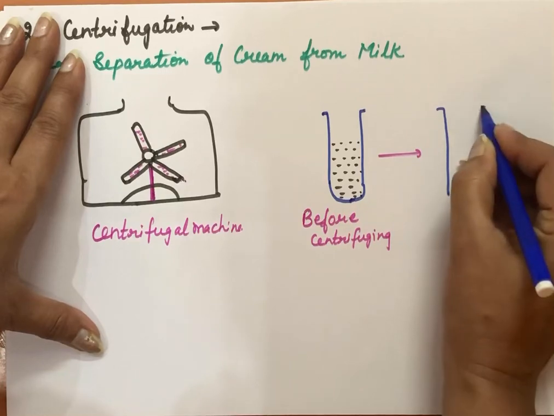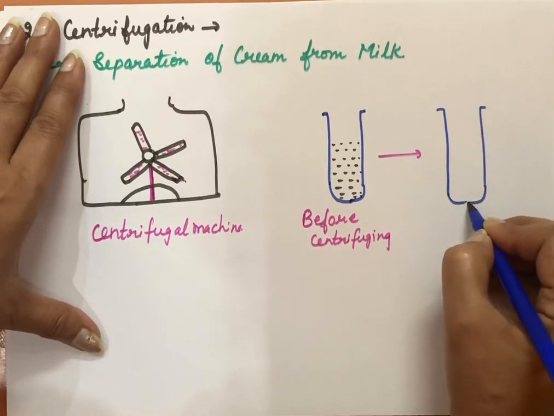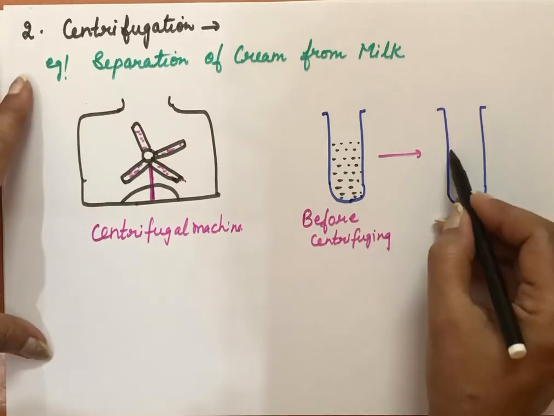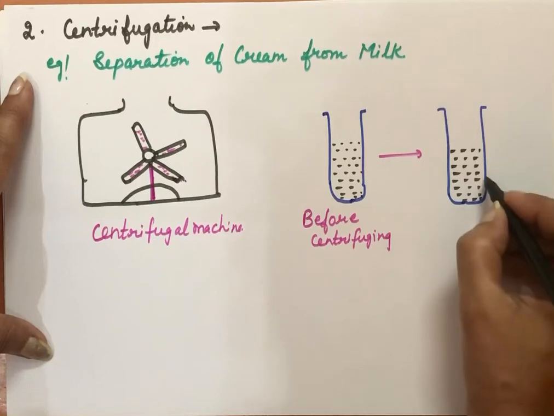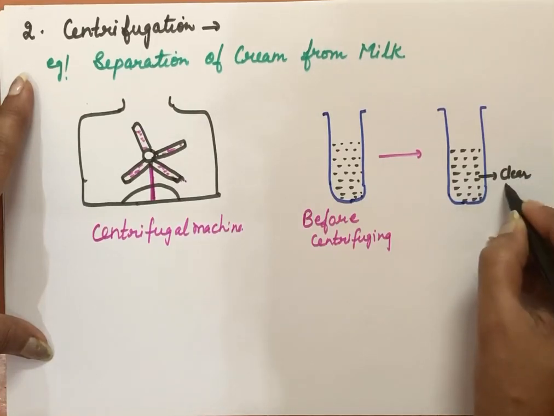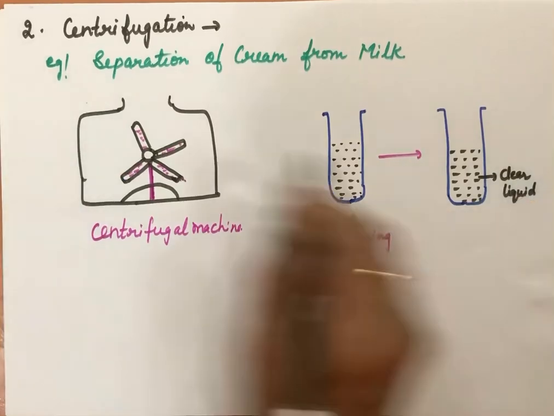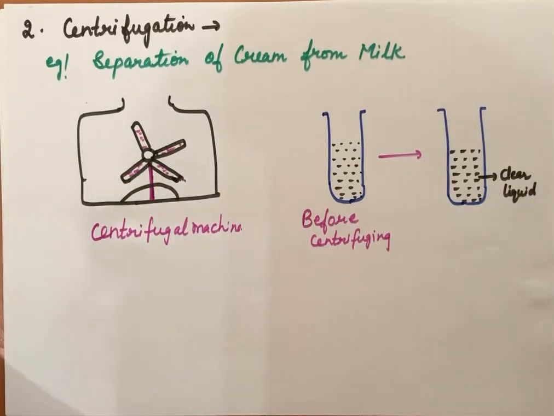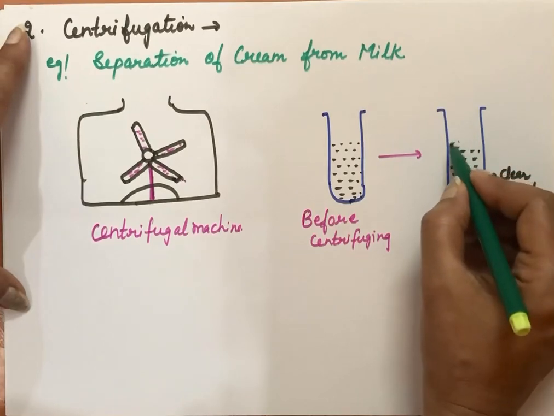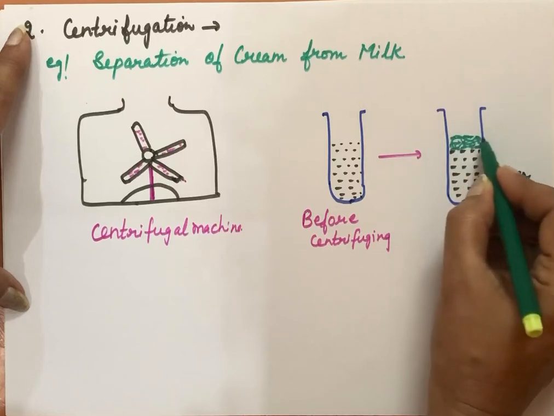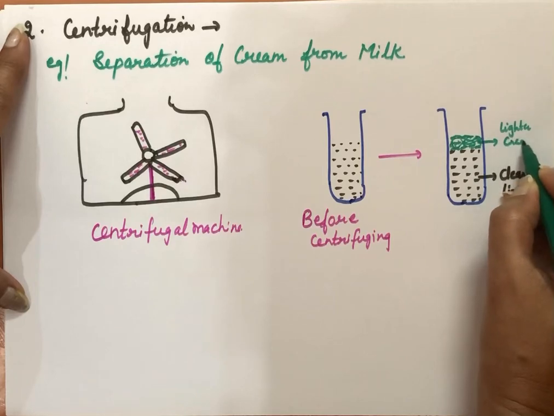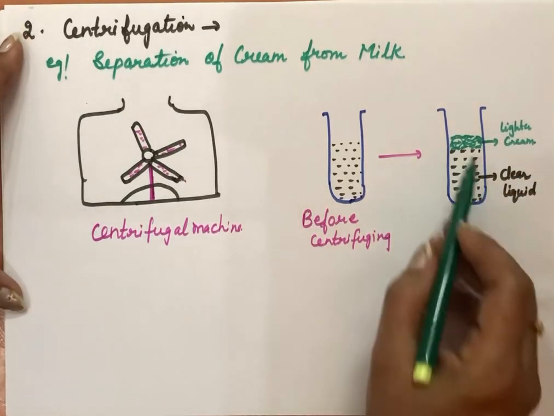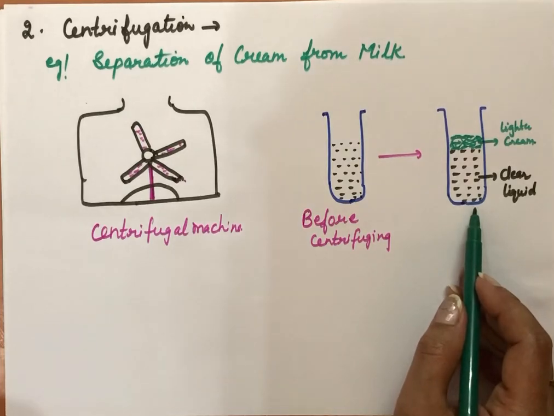Now, at the bottom will be this clear liquid, and the lighter thing, since I have taken the example of milk here, in this case the cream is light, so this cream will come on the top, the lighter cream. So whichever component is light, that will be on the top part. The one that is heavy will be at the bottom part.